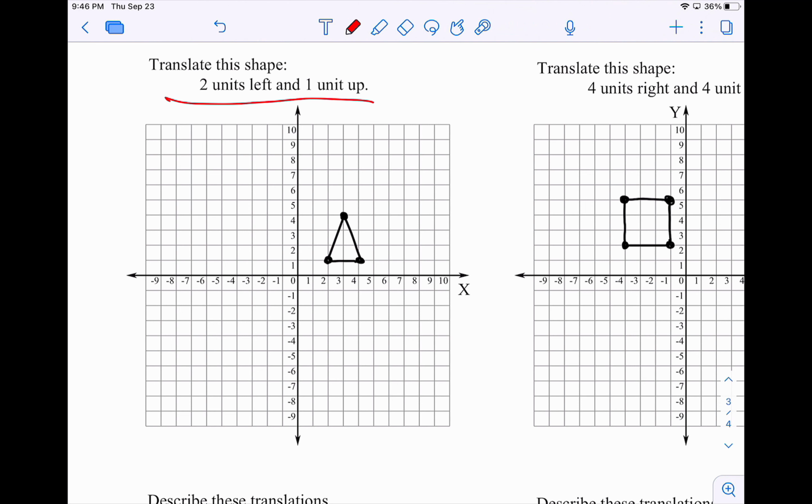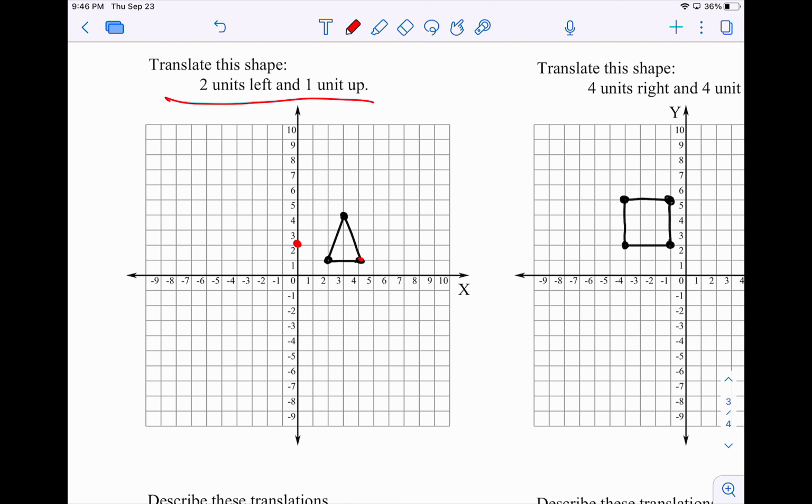So we're going to move every point, the 3 points in this triangle, all of them will move 2 units left and 1 unit up. So 2 left, this one starts on 2. We're going with this point first. Starts on positive 2, 2 left would make it 0, right on the y-axis. 1 unit up is going to put us from 1 up to 2, so that will be that point.